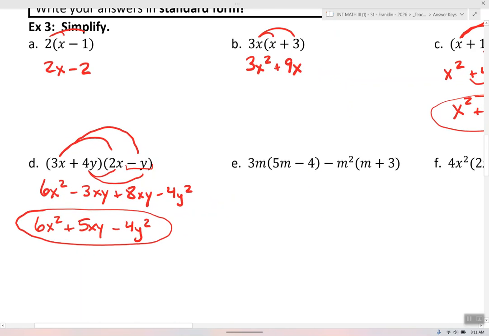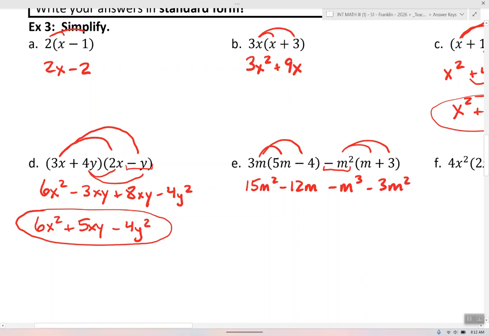All right, we're combining skills here for example E. So first we'll distribute these. Make sure that negative stays with the m squared. So 15, not x, m squared minus 12m. And then we'll do the second set, negative m to the third and negative 3m squared.